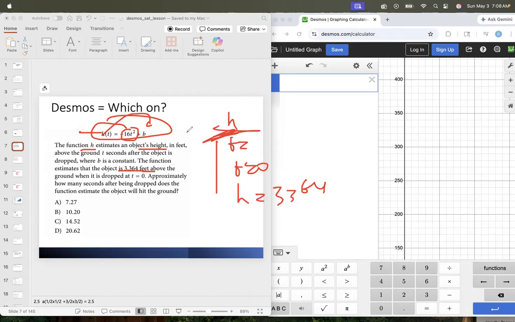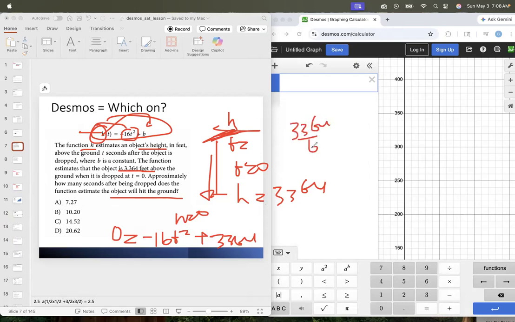Approximately how many seconds after being dropped does the function estimate the object will hit the ground? When the object hits the ground, H is now 0. Therefore, when H is equal to 0, I'm looking for T. But I already know B. So I have 0 is equal to what? Minus 16 T squared plus 3364. Straightforward, right? This is becoming 3364 over 16. That's our square root. You get your answer straight. It will give you 14.